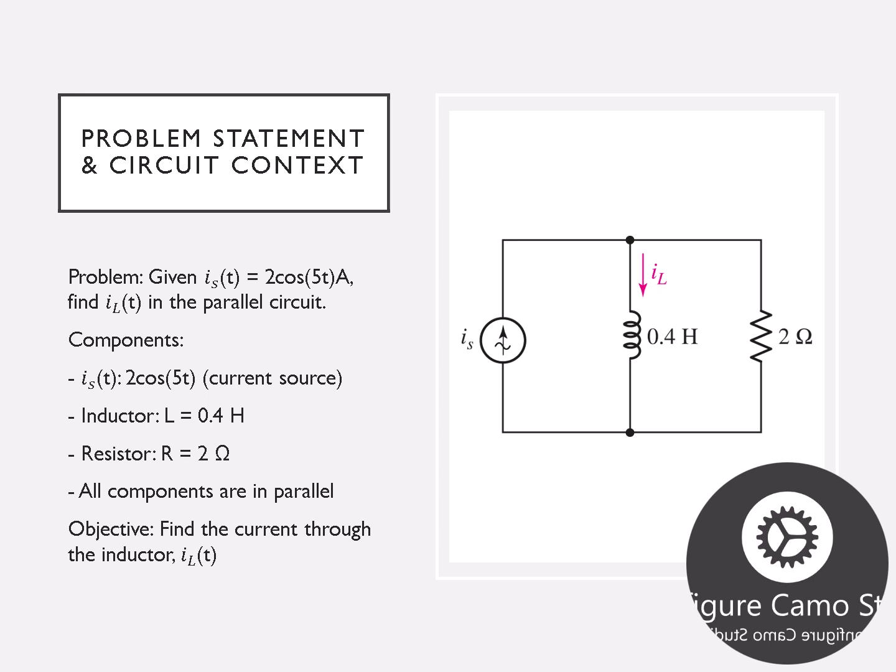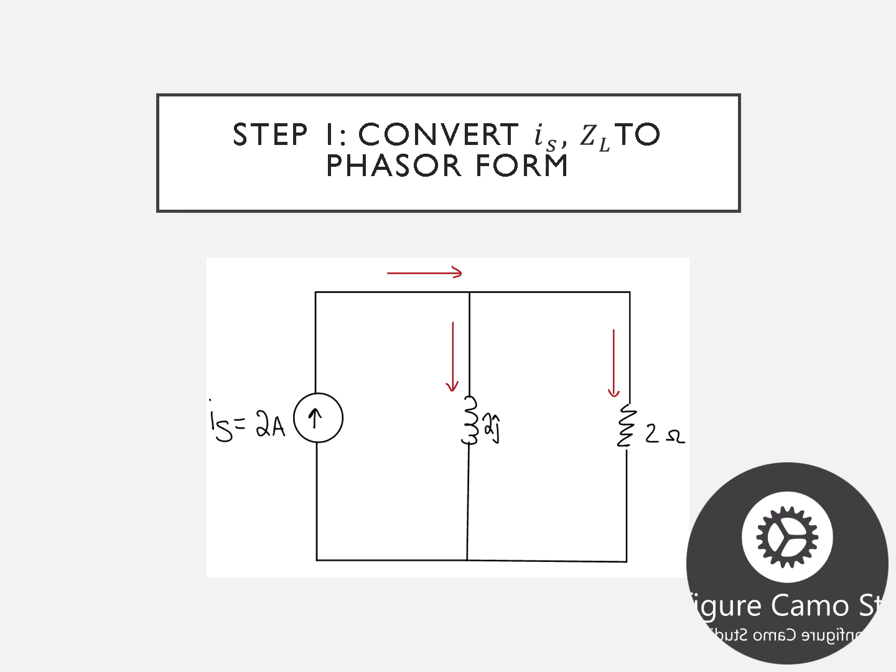In this case, we have an inductor and a resistor that are both in parallel, all sharing the same node. And IL is labeled as the current down the inductor. First, we want to convert everything to phasor form. Like I said, the IS is just going to be 2 amps. Strictly, 2 amps angle 0 would be the phasor form, but it's easier to look at it this way because it doesn't look as complex.